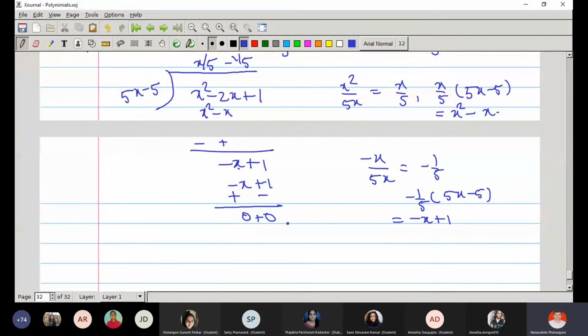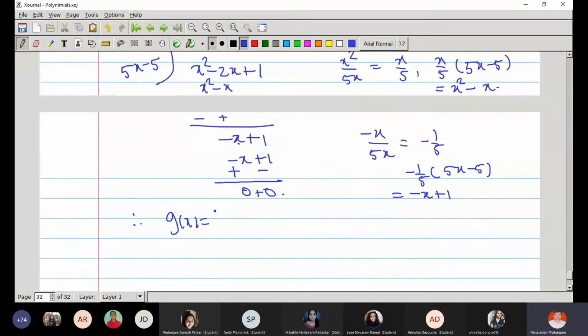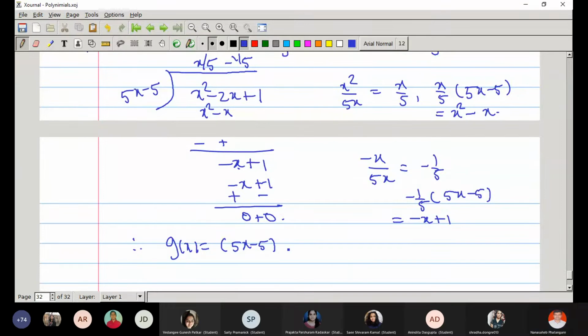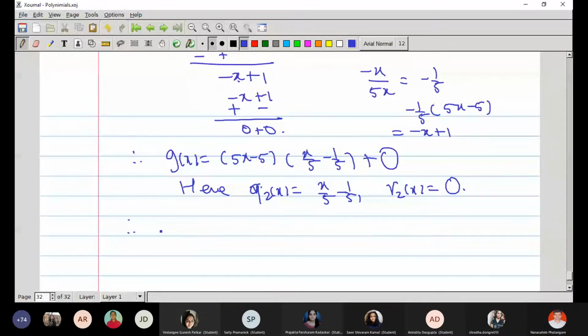Therefore, g(x) is equal to 5x minus 5 into quotient. What is quotient? Quotient is x by 5 minus 1 by 5 plus remainder is 0. At this stage, remainder is 0. Here, q2(x) quotient is x by 5 minus 1 by 5 and remainder is r2 which is 0. And therefore, GCD of f(x) is 5x minus 5.